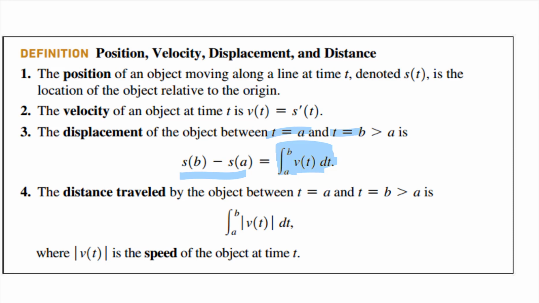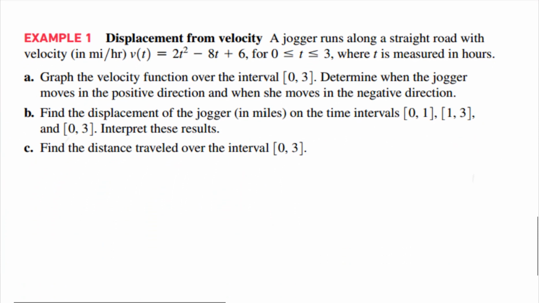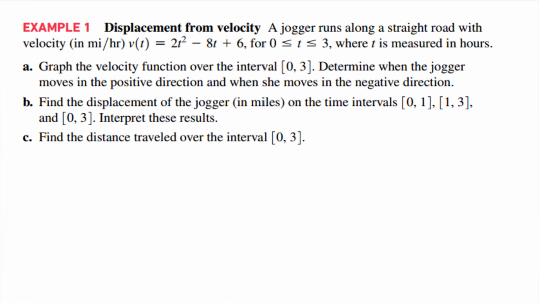Let's see a problem. Enough of me babbling on. So this is straight from your textbook. If you're to look up how to solve any of these, this is probably the one that's going to come up. And maybe I can help walk you through it. All right, displacement from velocity. A jogger runs along a straight road with velocity in miles an hour equal to 2t squared minus 8t plus 6 for 3 hours. Oh, dude, you're jogging for 3 hours. What a wacky dude. All right, so it says graph the velocity function over the interval 0 to 3.